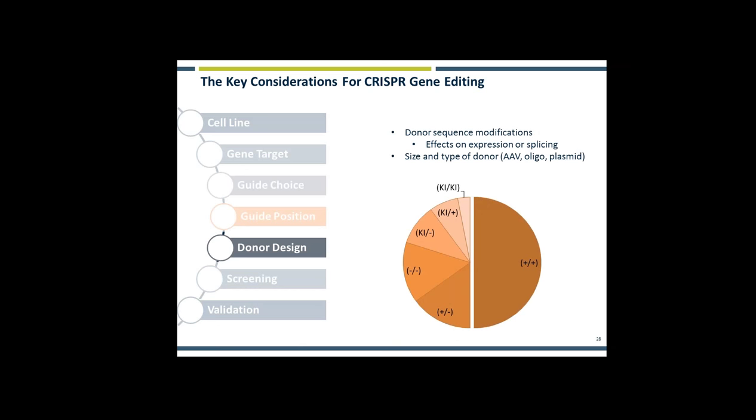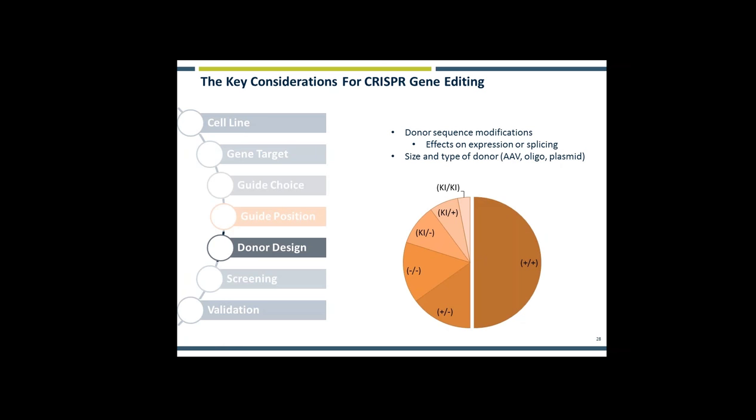Now, it's worth bearing in mind with any knock-in project that there's a range of potential outcomes, especially if you're not enriching for transfected cells. I've put this pie chart up just to illustrate that. It's certainly not going to be an accurate reflection of what you'll necessarily see, but it gives you a feel for some of the potential outcomes.